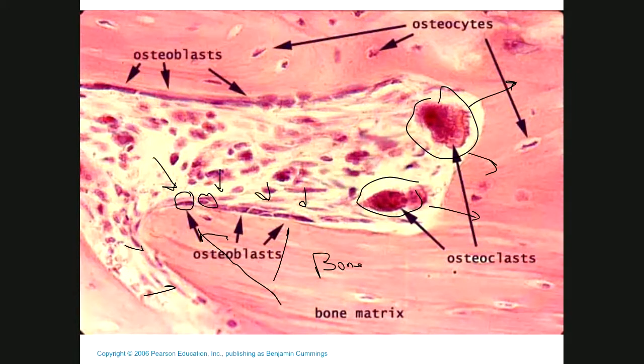So Zoe says, where's the periosteum? You can't see it in this picture. It's on the outside. Remember, this is just on the inside. It's out here somewhere.